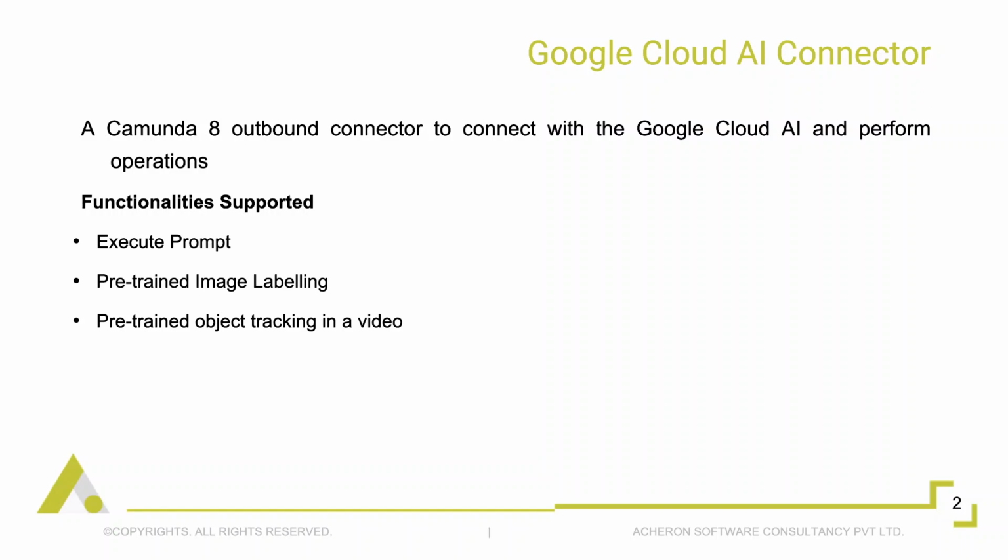Currently, the functionalities supported by the Google Cloud AI connector are executing a prompt, pre-trained image labeling, and pre-trained object tracking in a video. We are currently working on these functionalities, and we have executed them. This video will show the execution of a prompt.